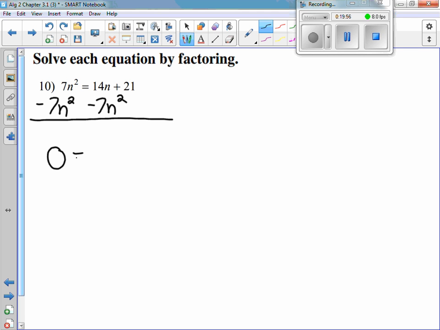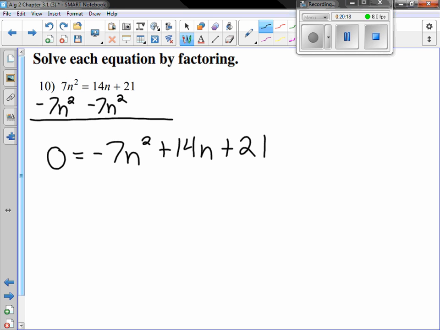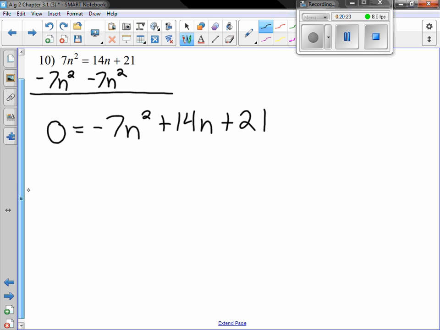So what we'll get here is 0 is equal to negative 7n squared plus 14n plus 21. And when we rewrite this, I really want the exponents to decrease in order from left to right. So here, since 2 is the biggest exponent, we want it to go first, and then n to the first, and then the number with no n. We want it going down. We want it decreasing. So that's the first main step.